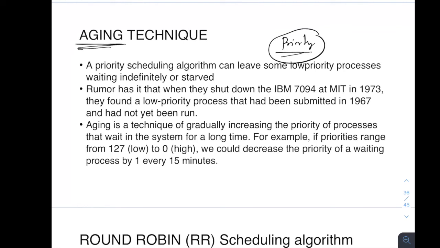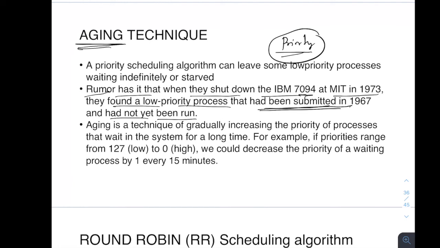Also, there was a rumor that when they shut down the IBM system at MIT in 1973, they found a low priority process that had been submitted in 1967 and had not been run. This can happen. Maybe the priority of this was very low, and after this process, all the processes that arrived in the ready queue had priority greater than this. So this never ran actually. This is a rumor, but maybe true also.